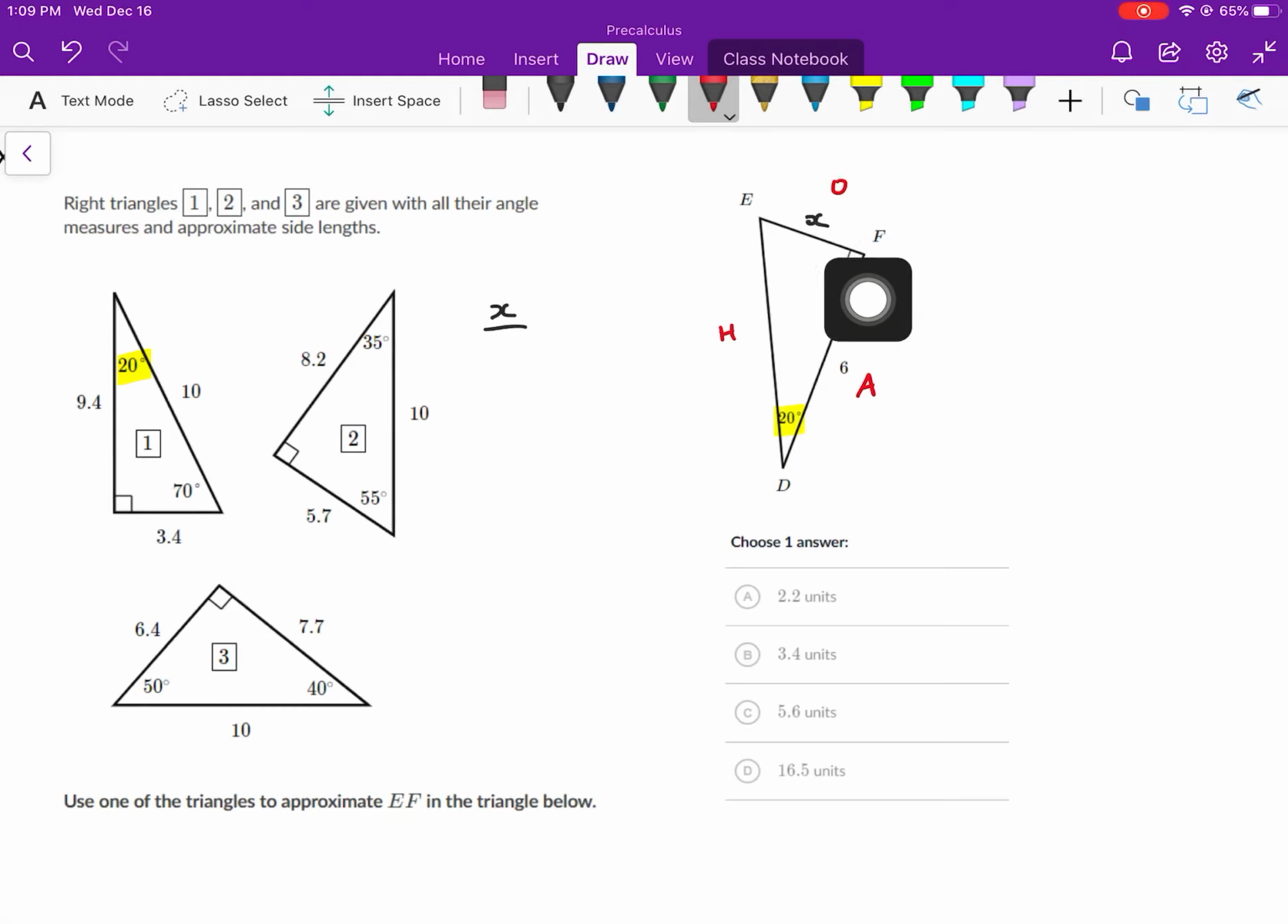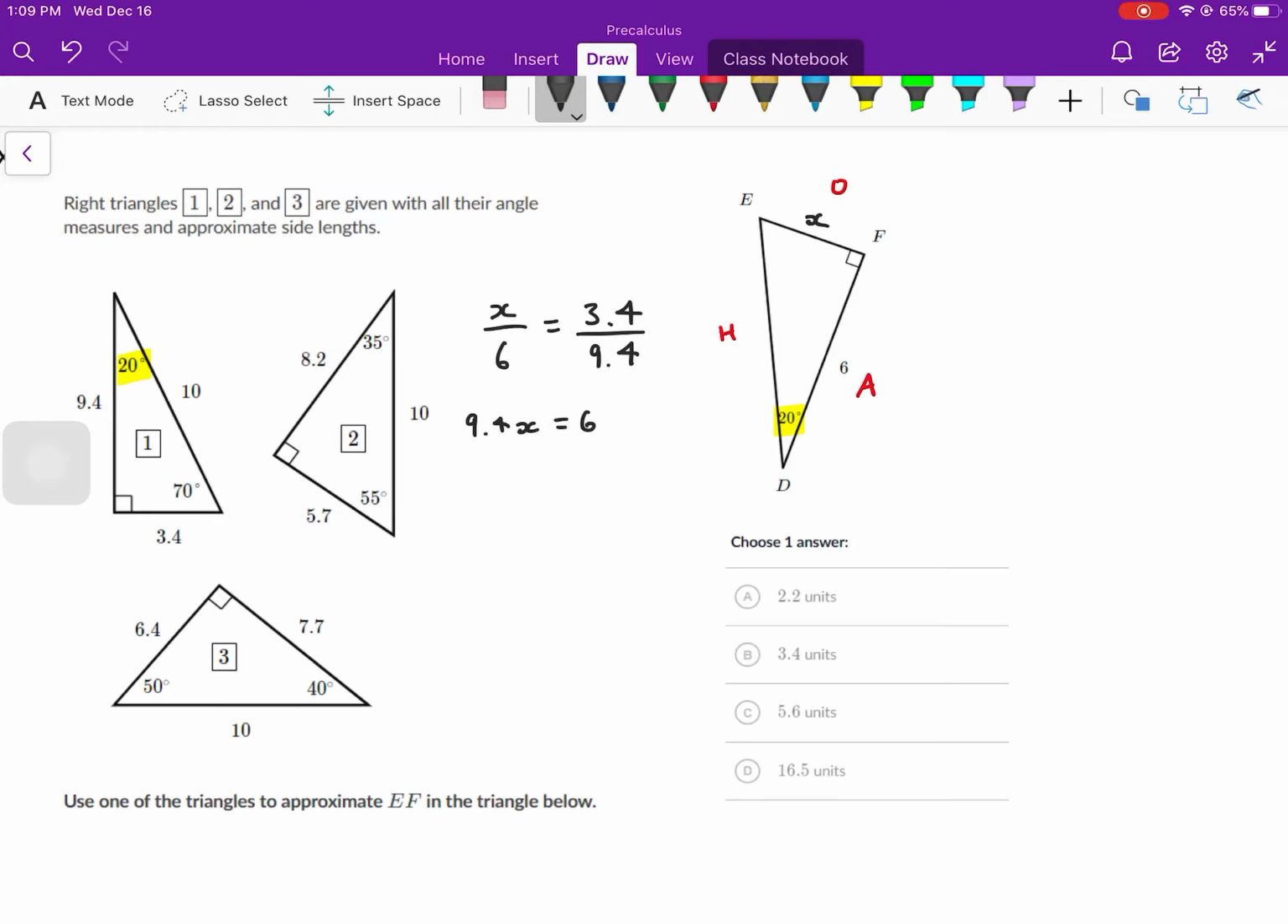So I'm starting with opposite over our adjacent side of 6. And so I'm going to use opposite, which is 3.4, over the adjacent side. Well, which one? 9.4 or 10? Remember, 10 is hypotenuse because it's across from the right angle. So we're going to go with the 9.4. And we're going to use this to solve for x, so we'll cross multiply.